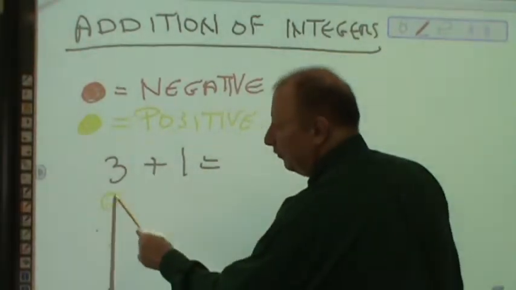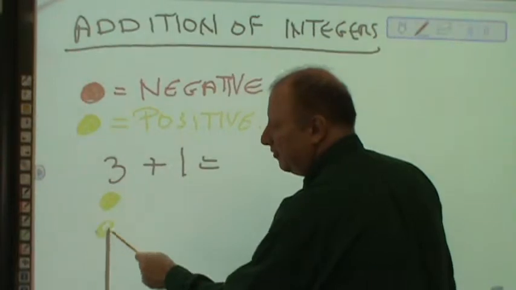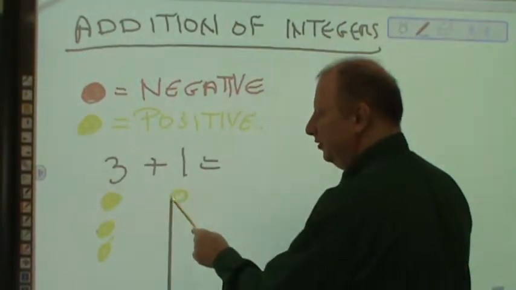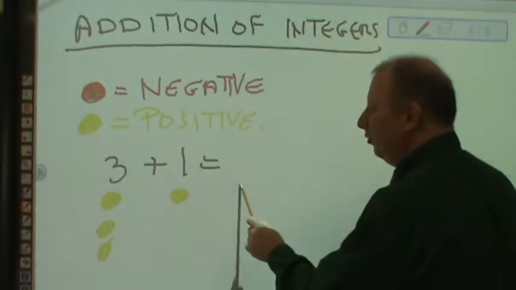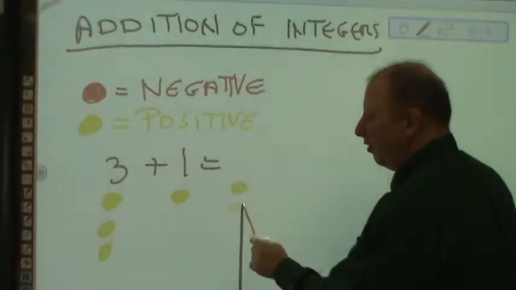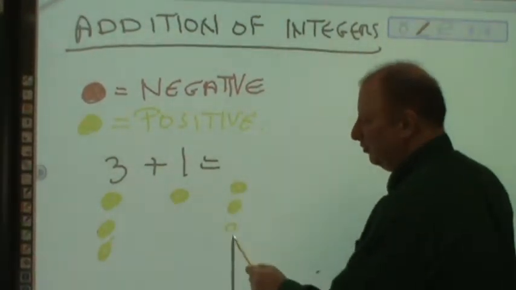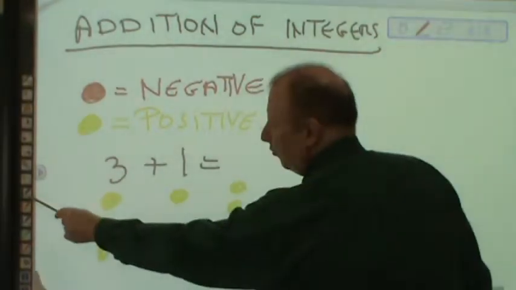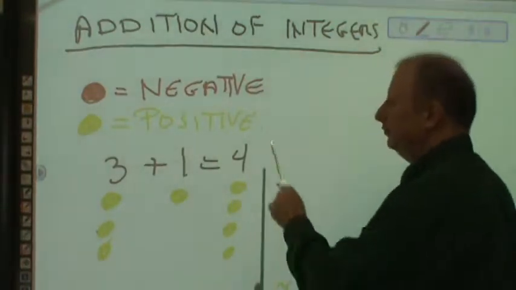I have 3 positives. I add to it 1 positive. And lo and behold, what do I have altogether? 4 positives. So the answer will be 4.